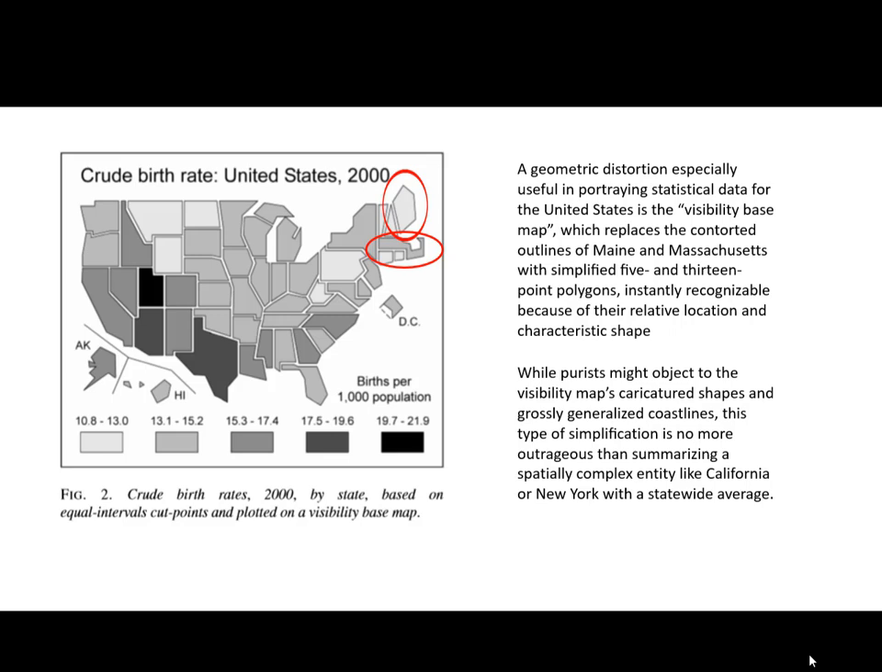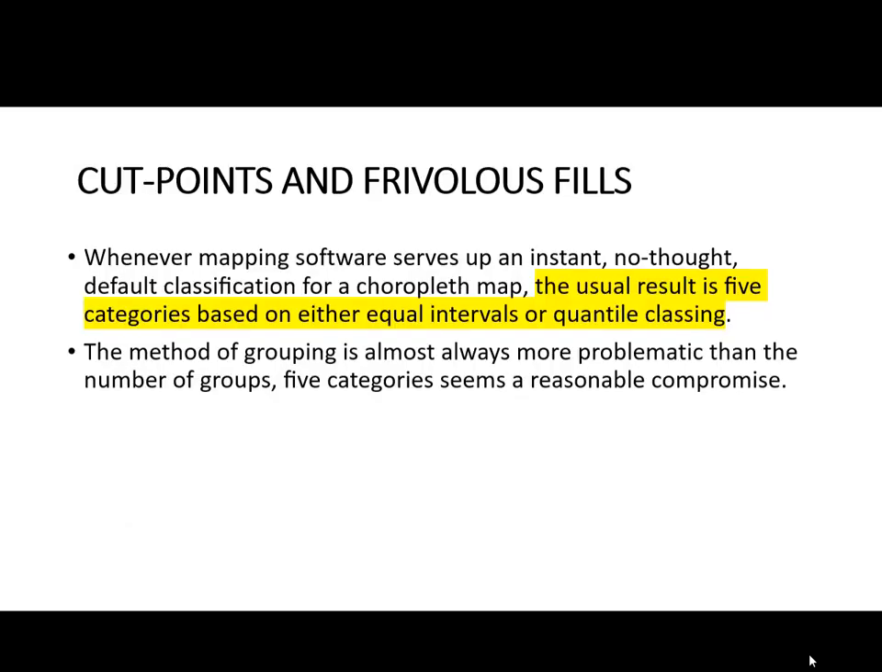Here, the map shows crude birth rate in year 2000 by state based on equal intervals, cut points, and plotted on a visibility-based map. Have a look at the distribution of the different shaded colors. Here, cut points and frivolous fills.